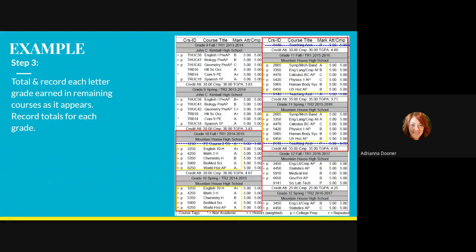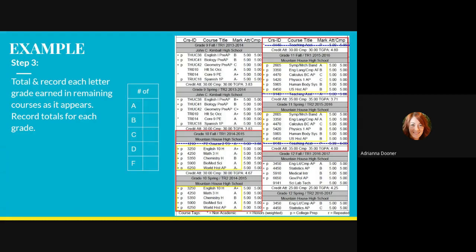So I've highlighted in red the boxes that we're going to be looking at, and then I highlighted in yellow the grades that we're going to be looking at. And those crossed off non-college prep courses are also visible there with the blue lines through them. And this part's relatively simple. You're just going to count the number of A's and B's and C's and D's and F's.